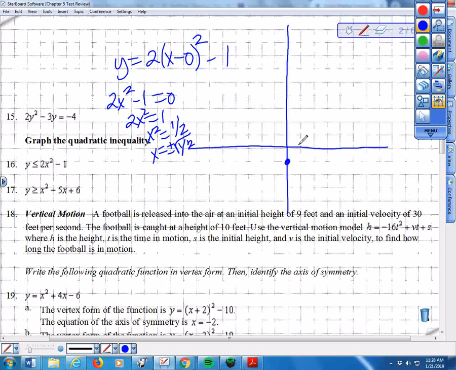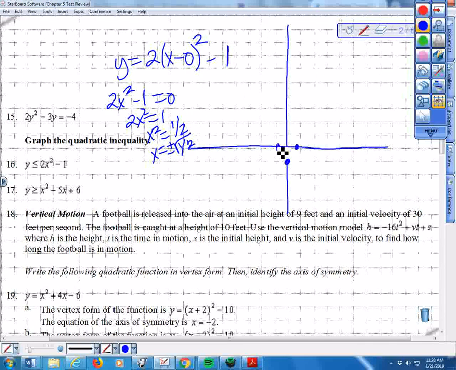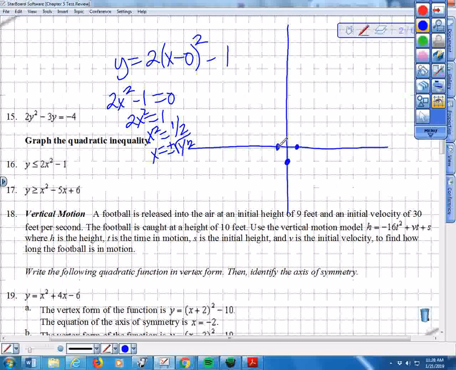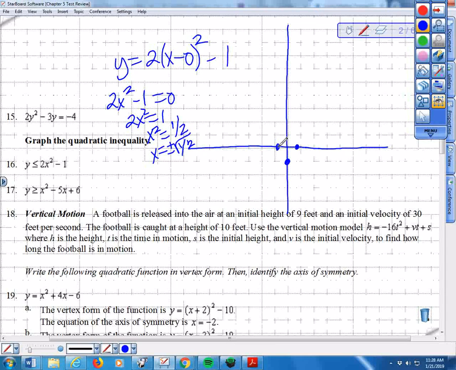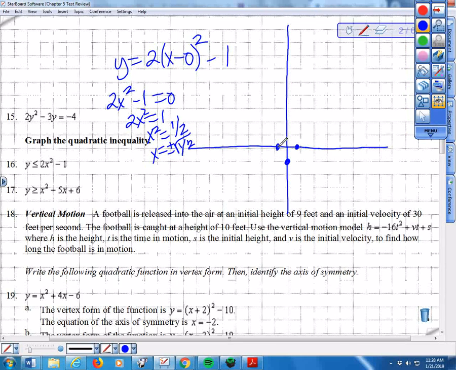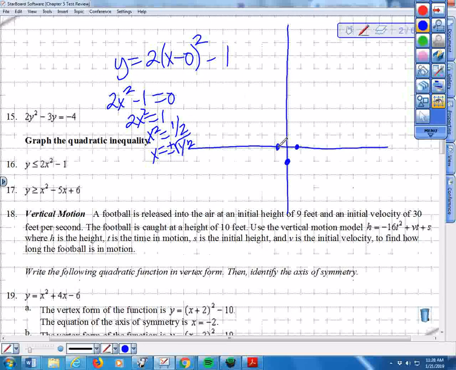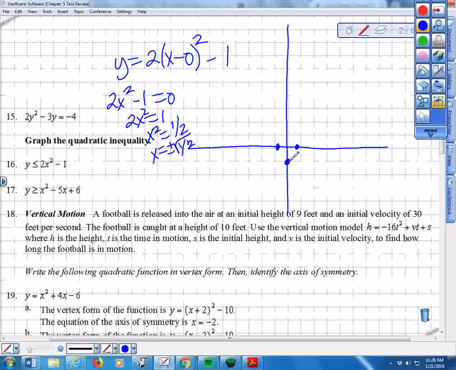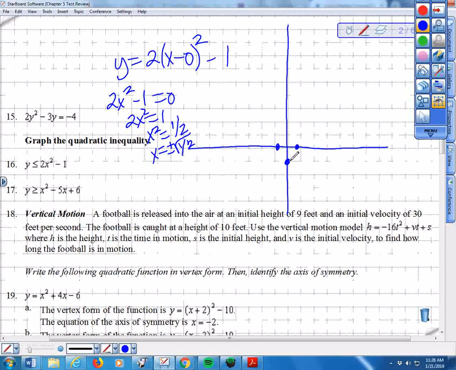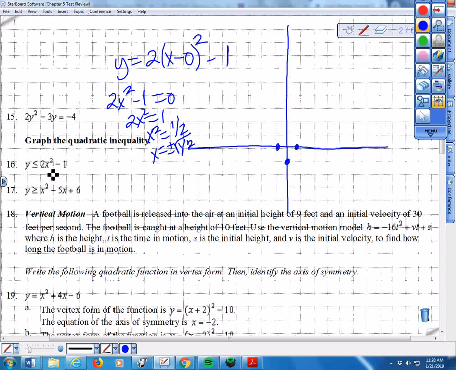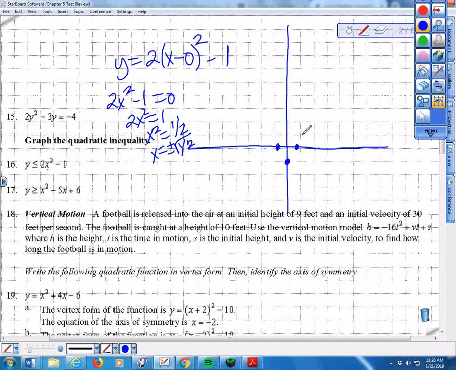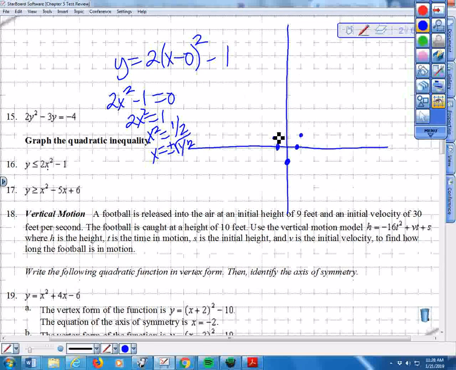Square root of 1/2 is 0.707, which is a little less than 1. I just want an approximate decimal value so I know where it's at. So it's negative 0.707, positive 0.707. My y-intercept is my vertex, so that's not going to give me anything else. So I just need to find two more points. So I'll just plug in 1 for x. When x is 1, y is 1. So if this is my axis of symmetry, there's another one. So I've graphed it.